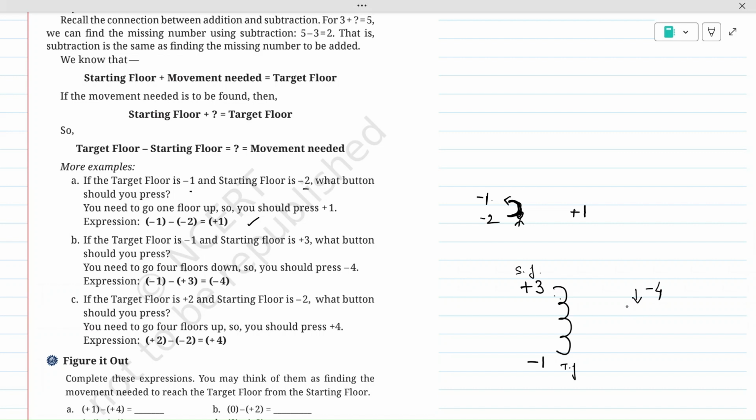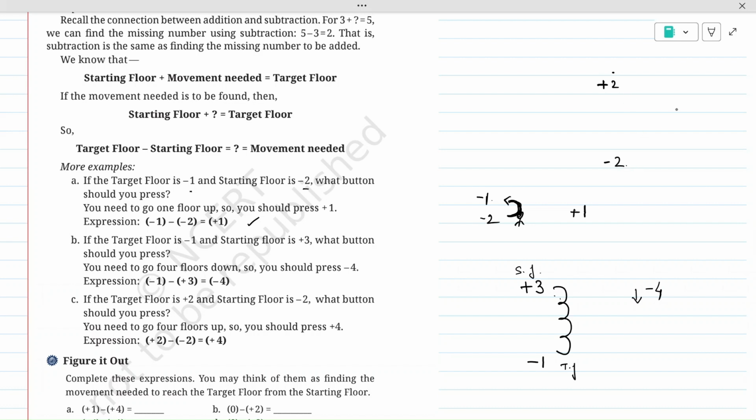Okay, easy. So the last one is if the target floor is +2. So now my target floor is +2. I have to reach here, and my starting floor is -2. I am somewhere here. What button should you press? -2 is my starting floor. That means I have to start from here to reach +2.